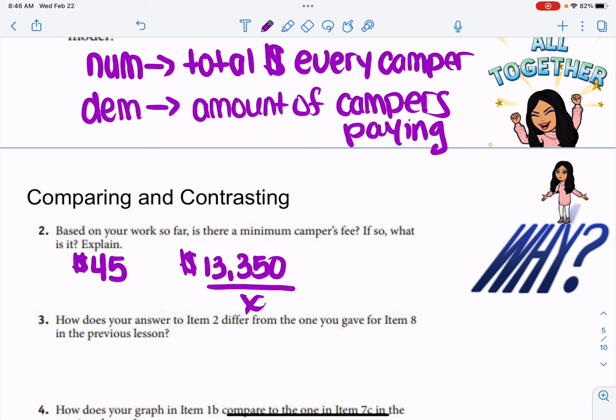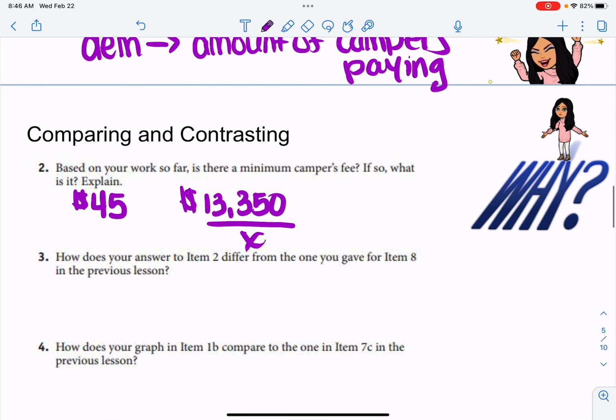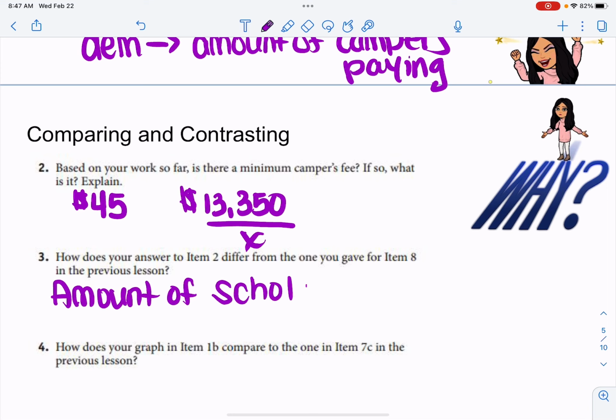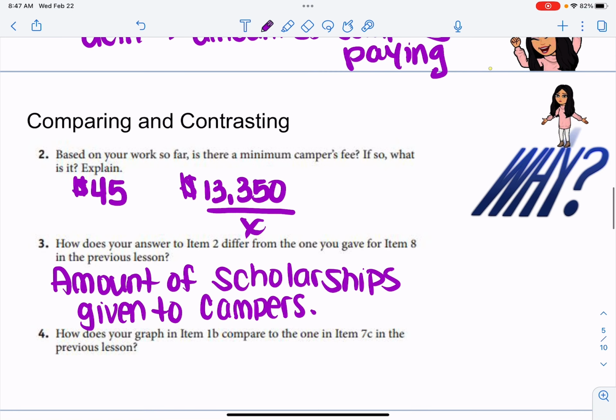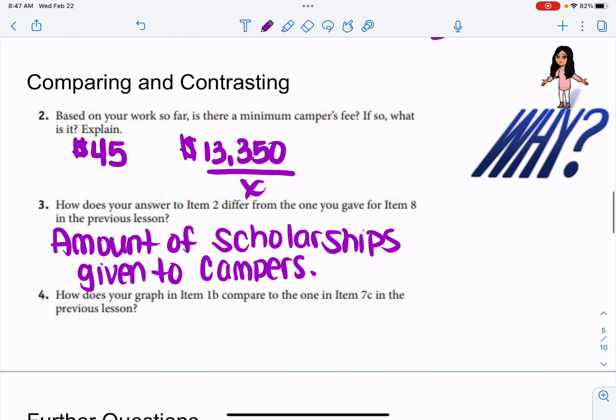And then it says, how does your answer differ from the one you gave in item A? Well, what's changing? That's what I want to ask myself. What's changing is the amount of scholarships given to campers. Again, we're just answering all the problems as they pertain to a certain model.